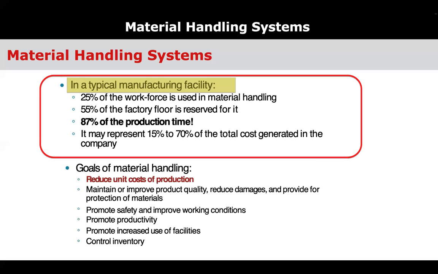So the goals of a material handling system: reduce unit costs of production, maintain or improve product quality, reduce damages, provide protection of material, promote safety and improve work conditions, promote productivity, promote increased use of facilities, and control of inventory.